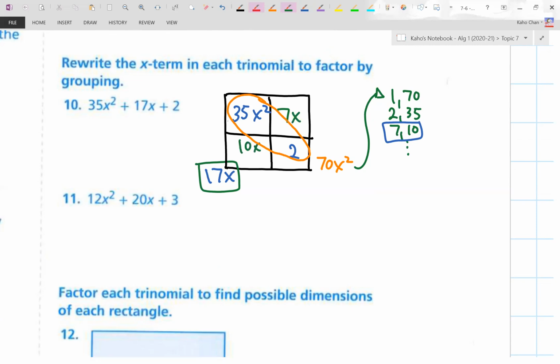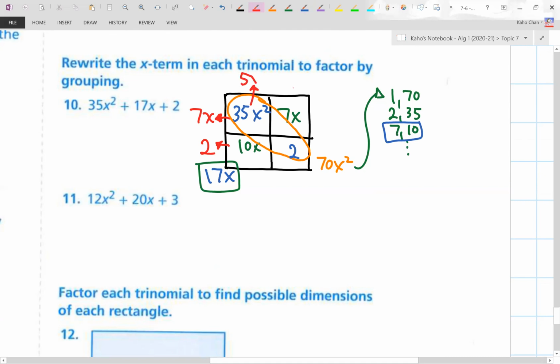Greatest common factor of each row and column. First row, I can take out a 7x. Second row, I can take out a 2. First column, I can take out a 5x. And last column, I can't take anything out, so I need to take out a generic 1.